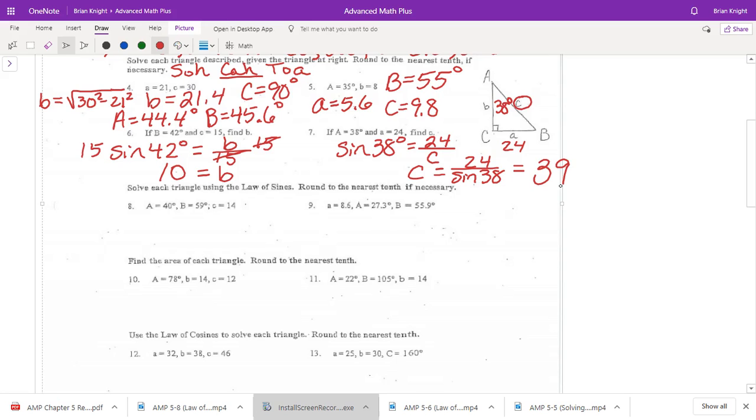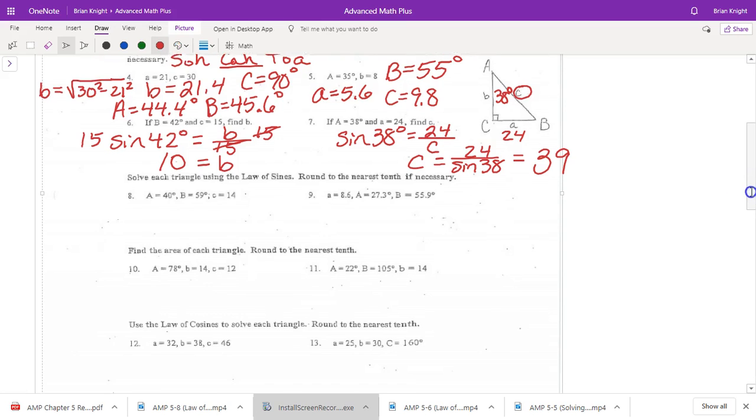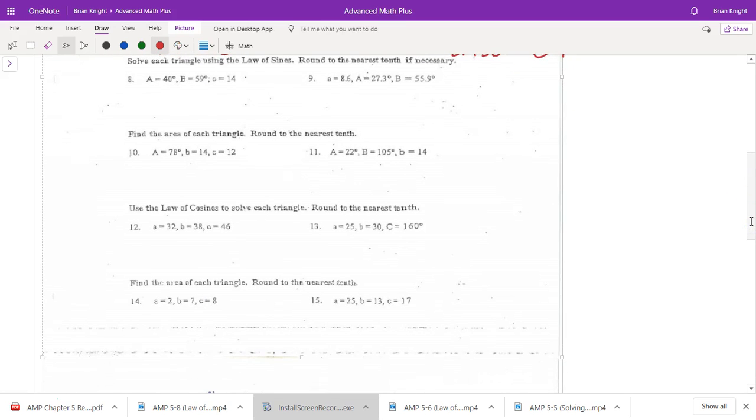Everybody ready? Okay. So, law of sines. It is important that you remember what it is: a over sine A equals b over sine B equals c over sine C. And can you write them reversed, as reciprocals? Yes. Okay. So, it says solve each triangle, so we're finding all the missing parts, okay?